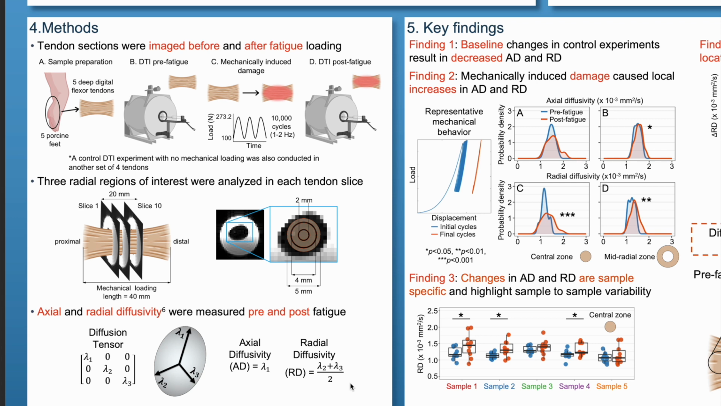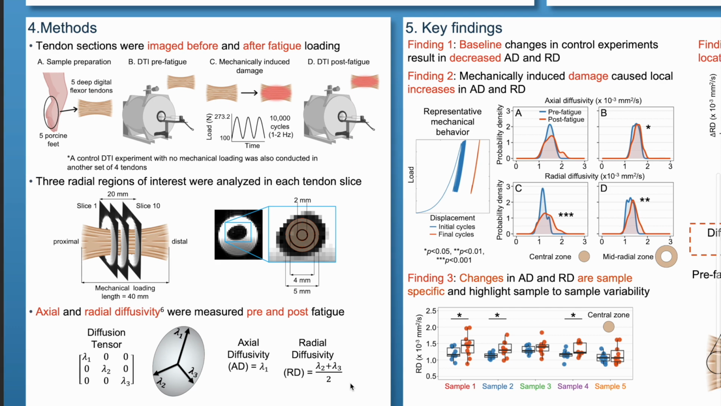Of our tendon scans, we obtained 10 slices in which we analyzed 3 specific radial regions of interest: a central zone, a mid-radial zone, and an outer zone. For each region of interest, we computed the diffusion tensor on each slice, and from the principal eigenvalue matrix of the diffusion tensor, we obtained the axial diffusivity, which is the first eigenvalue, and the radial diffusivity, which is the mean of the second and third eigenvalues.